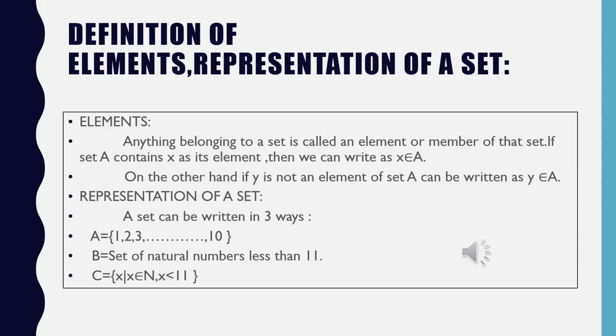A set is always represented by a capital letter, and its elements are always written enclosed in curly brackets. How many elements are present in a set is called the cardinal number of that particular set. What is the cardinal number? The cardinal number is the exact count of the elements present inside the curly brackets.